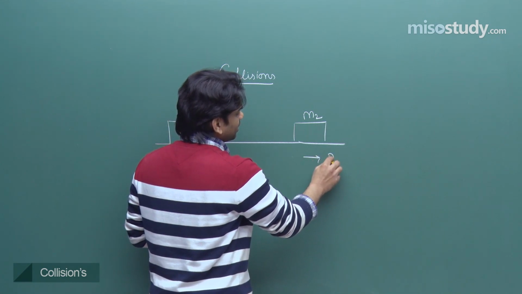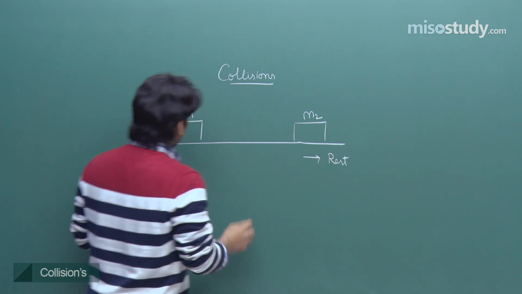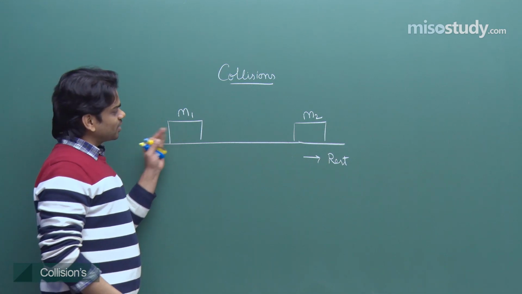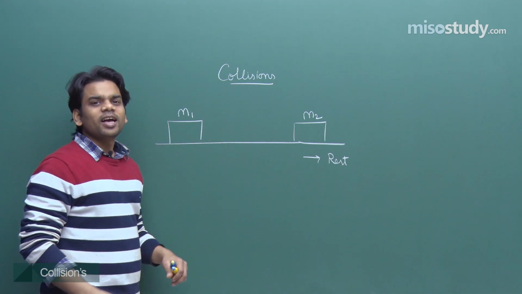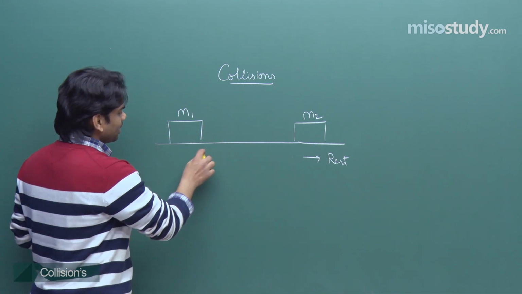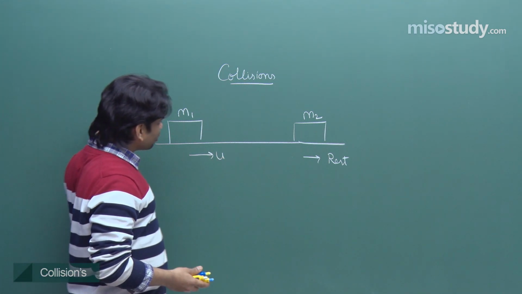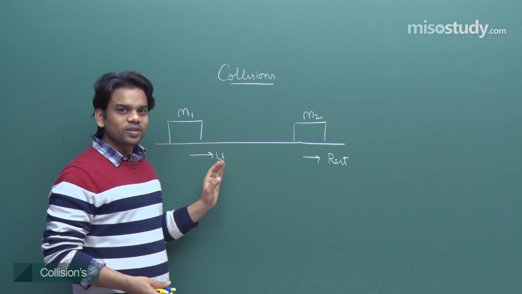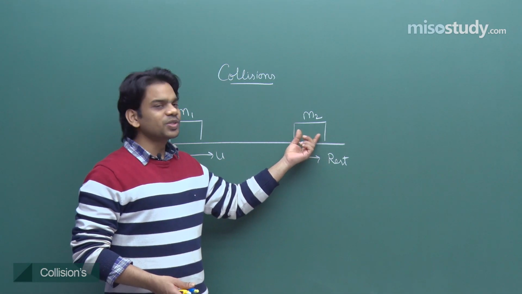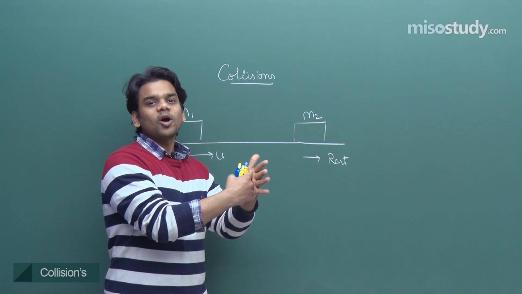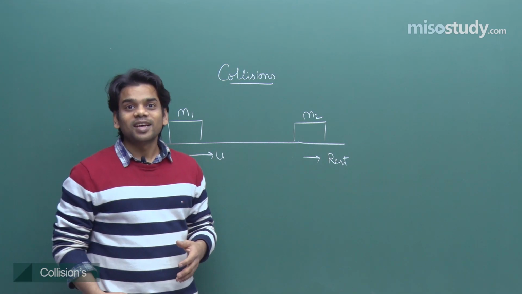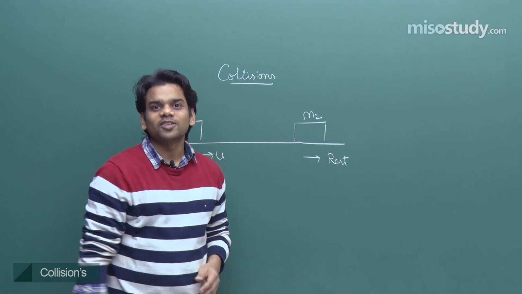Let us say it is initially at rest, and this object you have given some speed, and it is moving with that uniform speed. Let's say you have given it some speed u. As this object moves further ahead, it finds that this object is here, so it's going to collide with this object. So we will say that collision has occurred as it hits the other object.